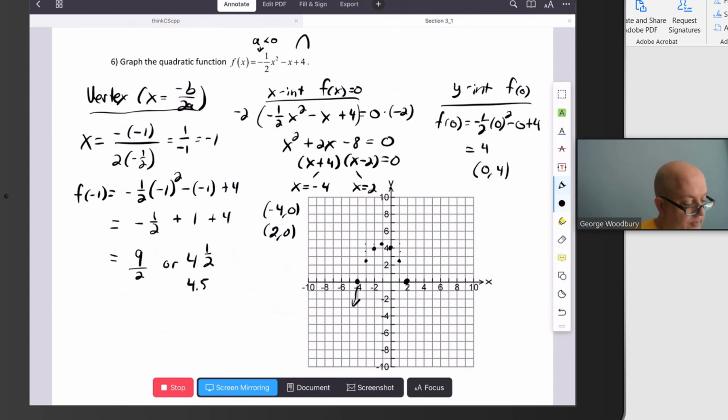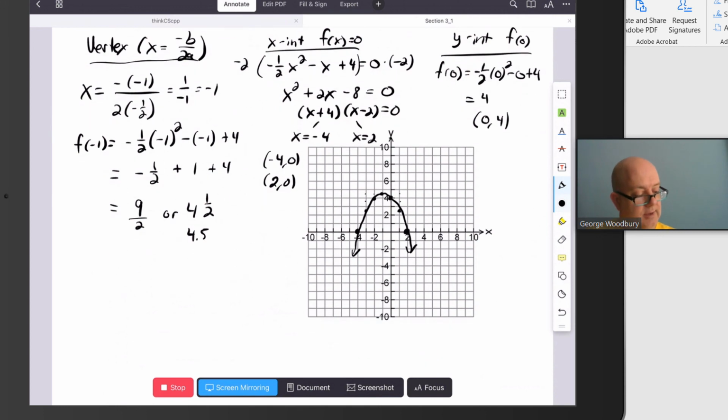Anyway, from there, we get that graph. The domain is the set of all reals. The range, how low does it go? It goes down forever. That's negative infinity, comma, how high does it go? It goes up to 4 1/2. And that gets a bracket. All right, so that's the end of the examples for this type.